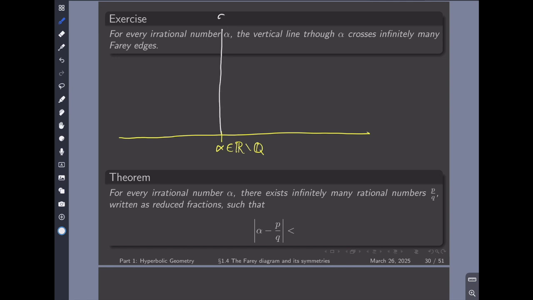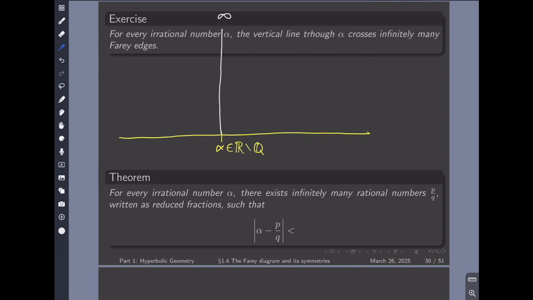So infinity is somewhere here, and then the exercise is that this one crosses infinitely many Farey edges. I'm tempted to just solve it.